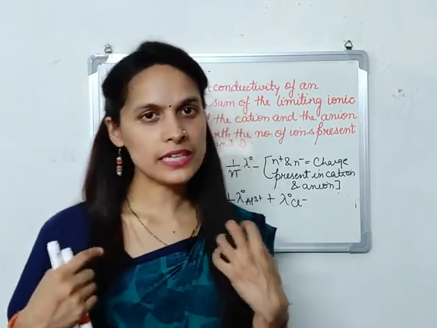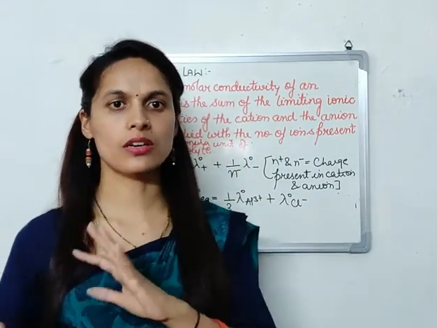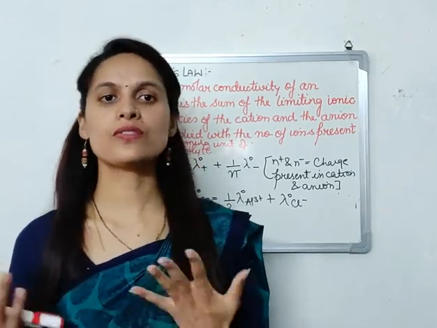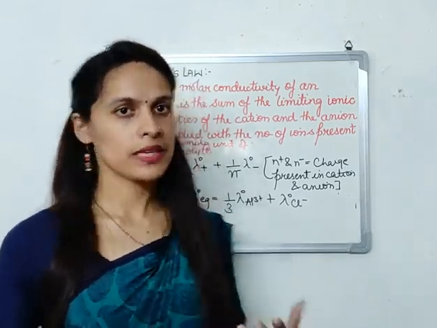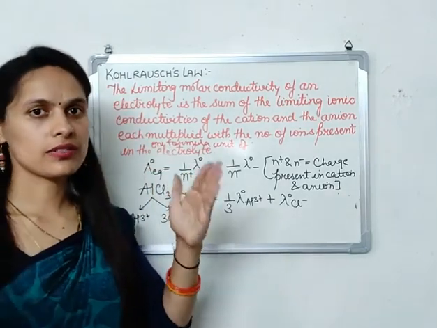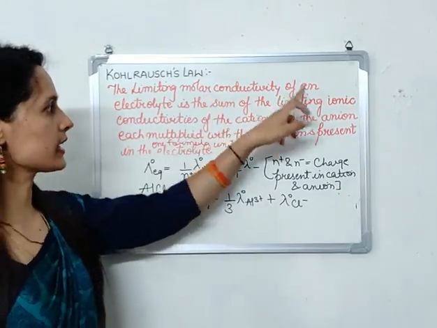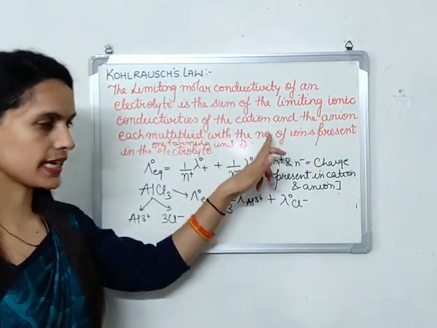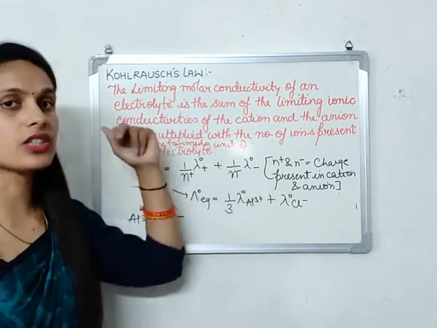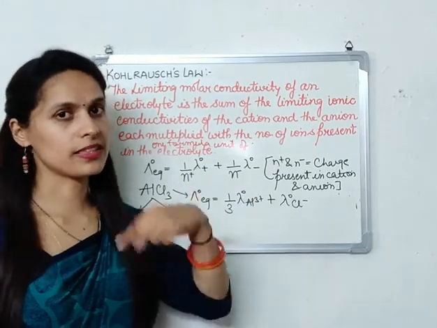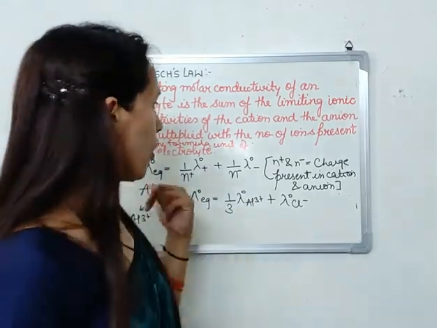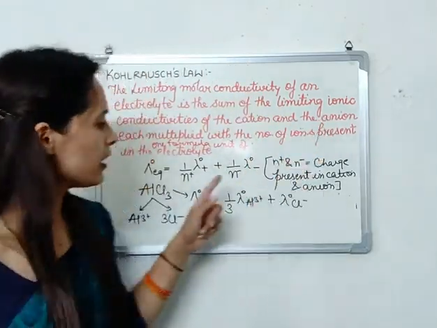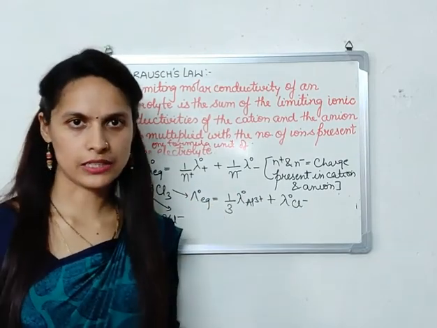means we'll take the sum, but each ionic conductivity of cation and anion is divided by the charge of that particular cation and anion. Means if I have to write down the statement, the limiting equivalent conductivity of an electrolyte is the sum of the limiting ionic conductivity of the cation and the anion, each divided by the charge present on the cation and the anion of one formula unit of the electrolyte. So with the help of this, we can write the statement for equivalent conductivity.